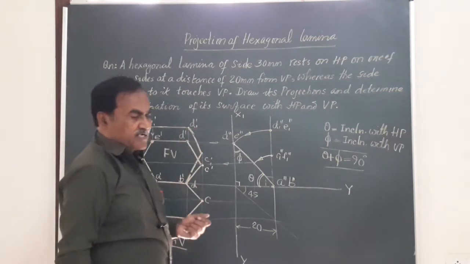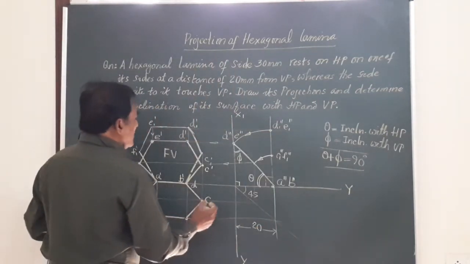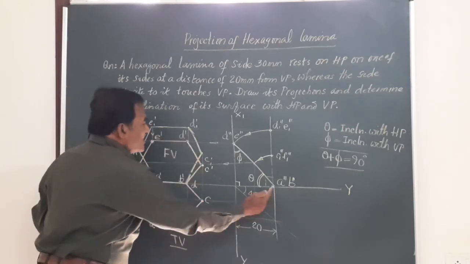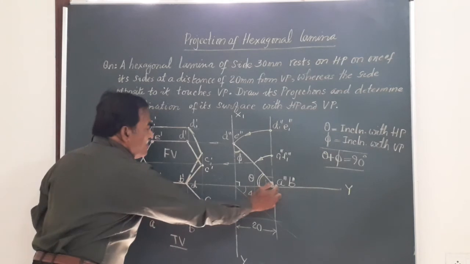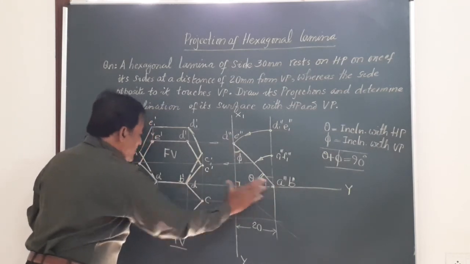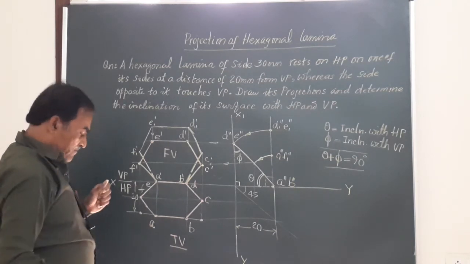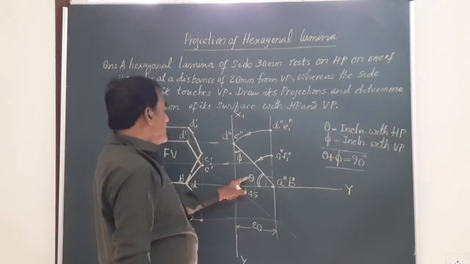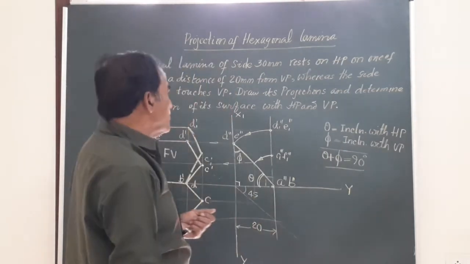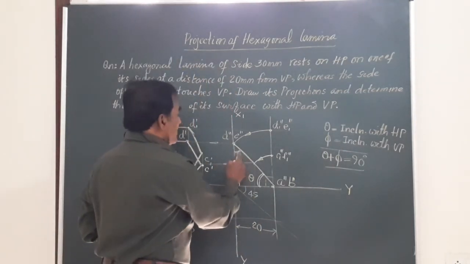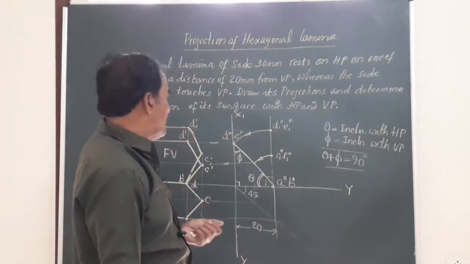Friends, as per the conditions specified in the problem, you can see here the hexagonal lamina is resting on edge AB. So A dash, B dash you are getting. It is 20 millimeter away from VP, that you can see both in the top view and also in the end view. And friends, we are also able to measure the inclination of the surface of the lamina, that is theta, and also that with the vertical plane phi, you are able to measure the values of theta and phi.